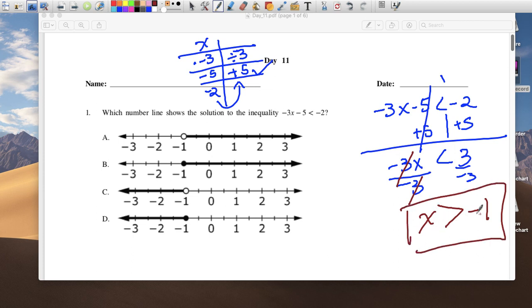So x is a number greater than negative 1. Greater than negative 1 is numbers to the right. So right away, this one can be eliminated. It's either A or B, but we know that it's not shaded because there's no equal sign at the bottom, so definitely A.